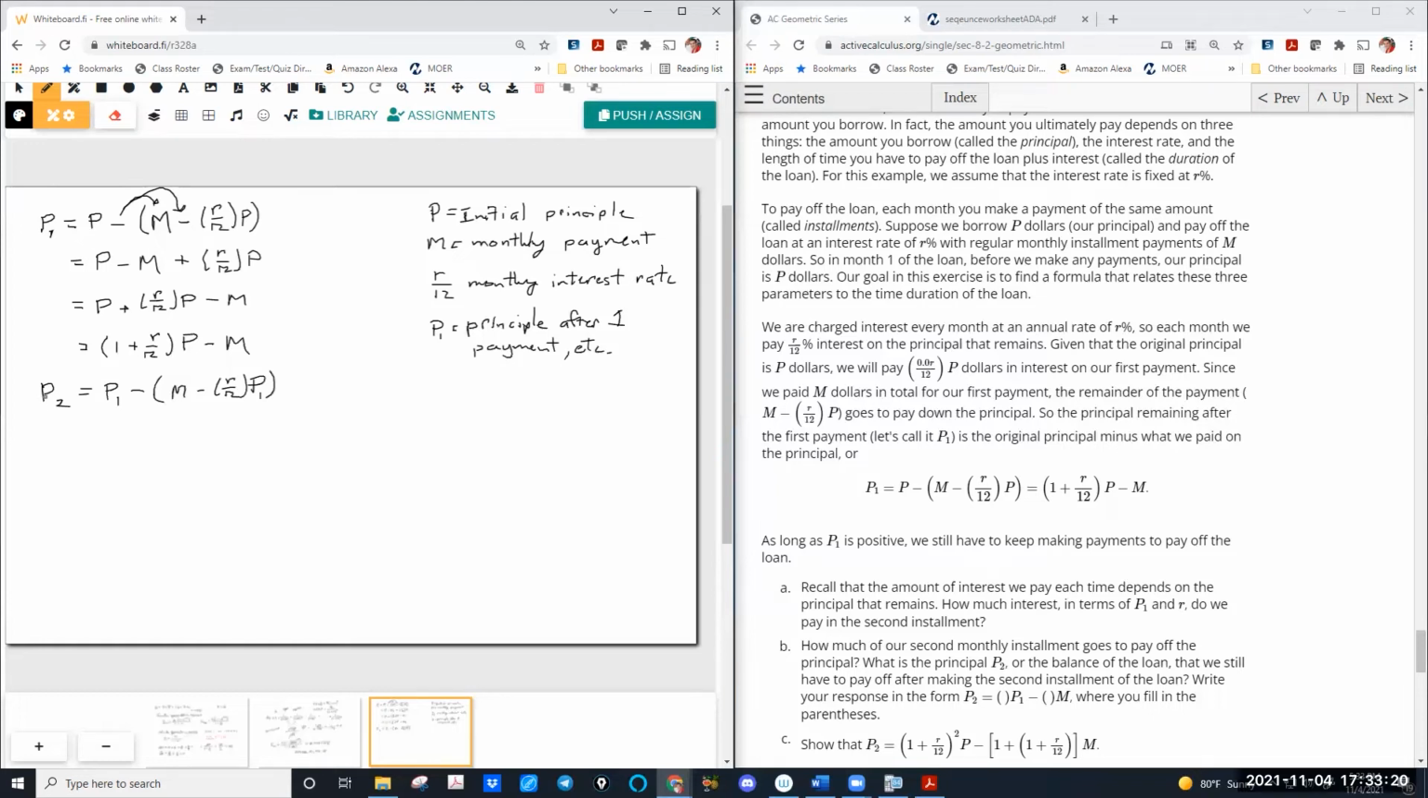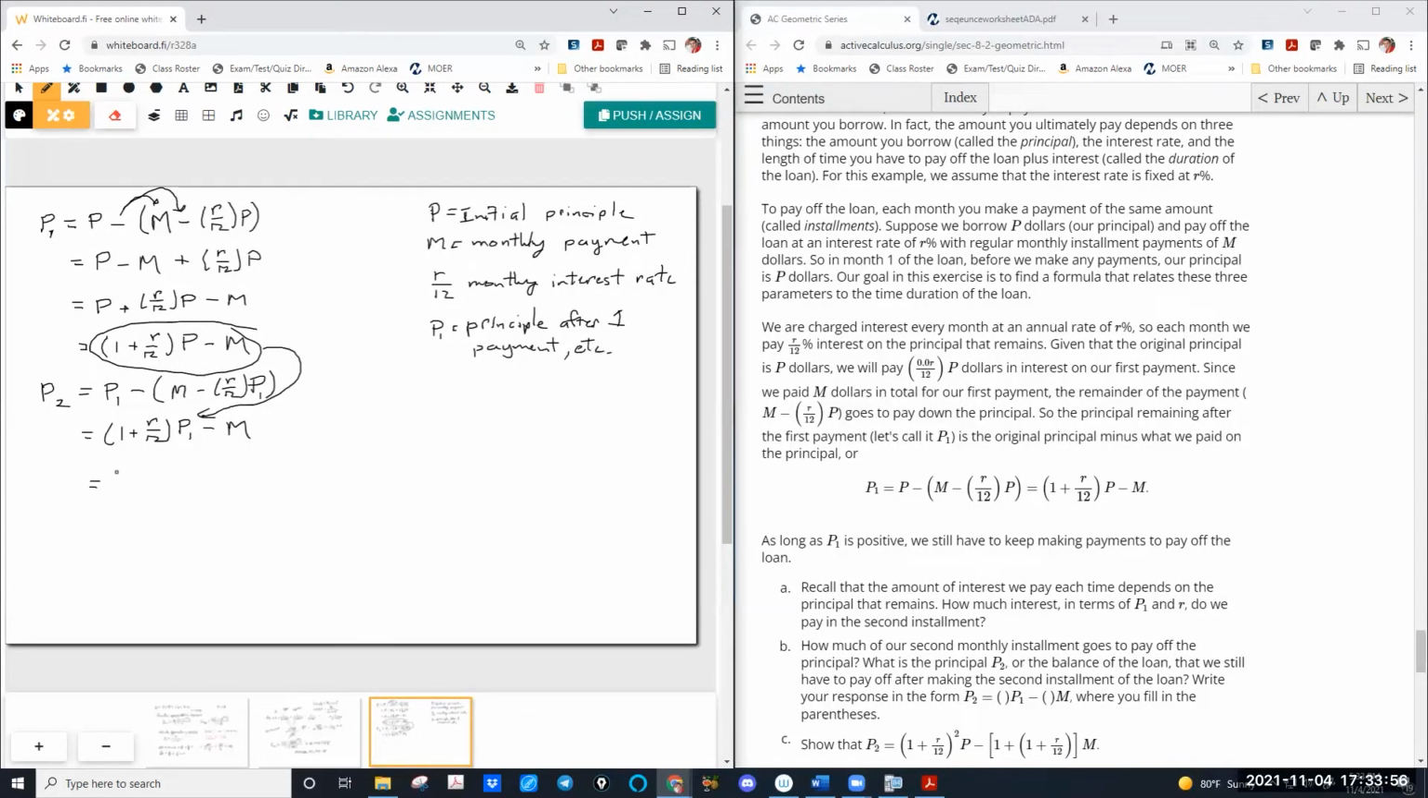So P2 is our principal after 2 payments. The same algebra is going to apply. We could do the exact same algebra, which would give us 1 plus r over 12 times P1 minus m. Well, what's P1 equal to? It's equal to this, right? So we're going to take this and sub it in for P1.